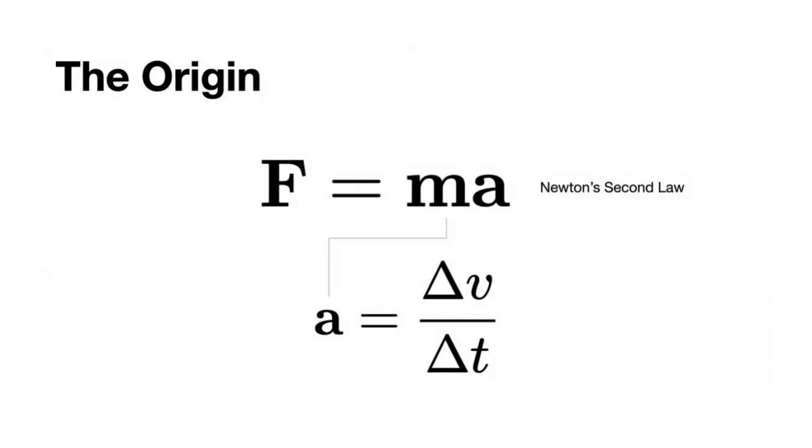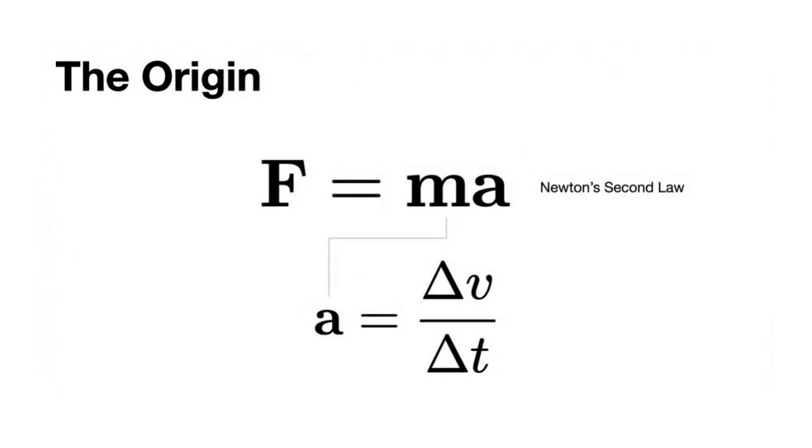Let's take a look at the foundation of this concept by starting with F equals ma. It tells us that force is the product of mass and acceleration. Acceleration, in turn, is defined as the change in velocity over the change in time. This simple relationship helps us understand how objects respond to forces and forms the basis for many more complex ideas we'll explore.